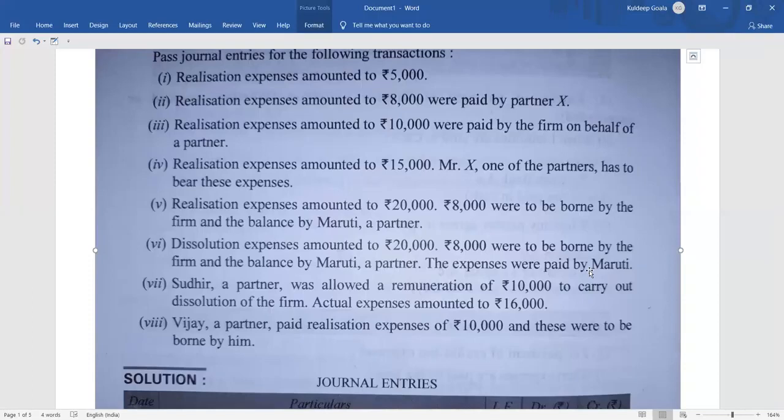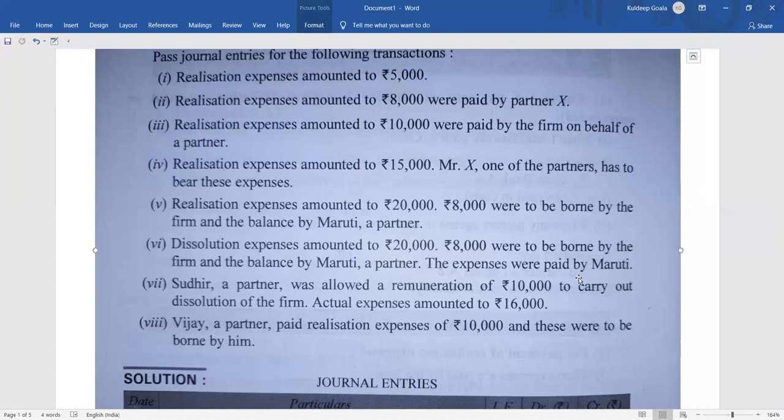Okay, the only entry that will be required is if it is related to direct business activity. Direct business activity means, suppose 8,000 rupees in the same question. This 8,000 rupees, who was supposed to bear it? The firm. But who is paying? Maruti. So for this you have to give the entry.